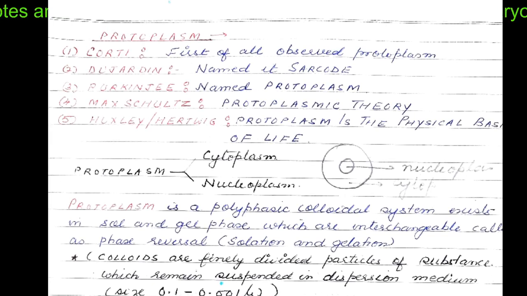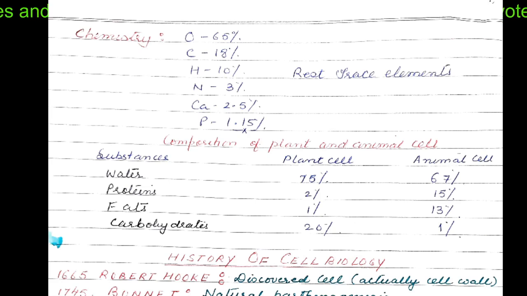And the chemistry of the protoplasm is that it contains oxygen as an element to the level of 65%, carbon 18%, hydrogen 10%, nitrogen 3%, calcium 2.5%, phosphorus 1.5%, and the rest some other trace elements.